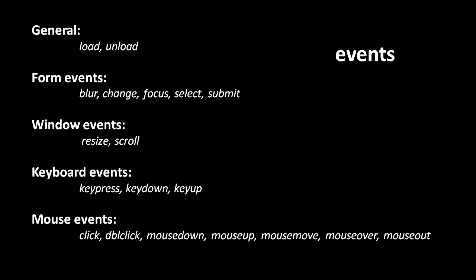The focus event is the opposite of blur. It gets triggered when an element gains focus rather than loses focus. The select event is triggered when, in a text box, the user selects some amount of text by, say, clicking and dragging. And the submit event is triggered when a form is about to be submitted. And notice I say before, because in the handler function for a submit event, your code can decide to actually cancel the submission of the form.